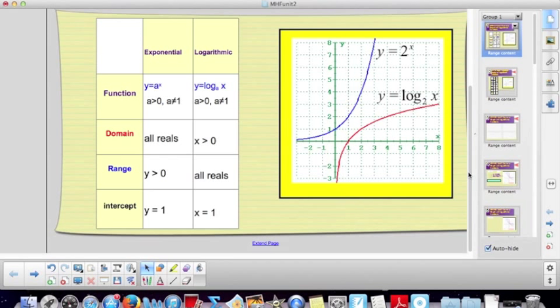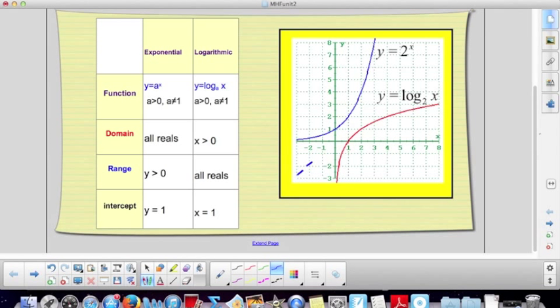Now the domain for exponential functions, well, before we get to that, exponential functions and logarithmic functions have a relationship. They are the inverse of each other. So that means they are reflections of each other along the line y is equal to x. And because they possess an inverse relationship, you'll notice that the domain, for example, for exponential functions is x belongs to real numbers.